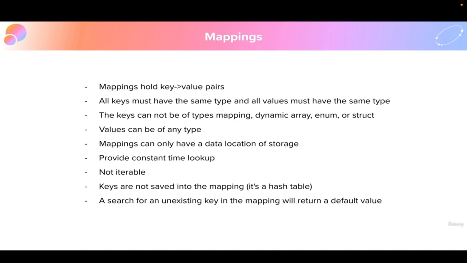If you search for a nonexistent key in the mapping, it will return the default value for the type of the mapping value. So, if the mapping value is Boolean, this will return false. If it is a uint, it will return 0, and so on.